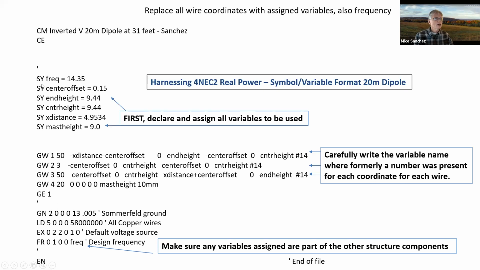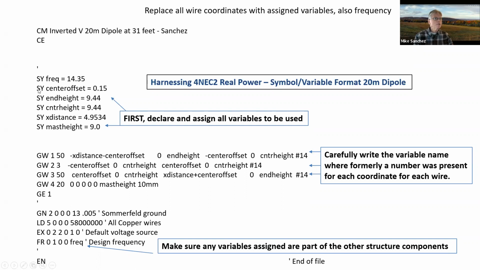Now, the way you assign a variable to a number is just like when you're programming assignment variables in C++ or Python or any programming language, MATLAB, whatever it is. So you declare it as a symbol, SY. You give it a string, here in this case, frequency. You set it equal to the value you want this string to take on. So the frequency will be 14.35. We're going to have a 20-meter dipole, and this is going to be at the upper range, the phone range.